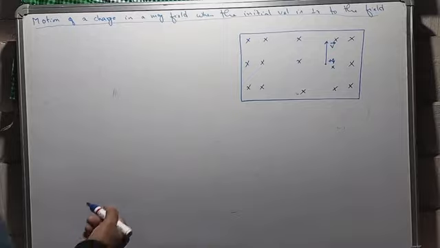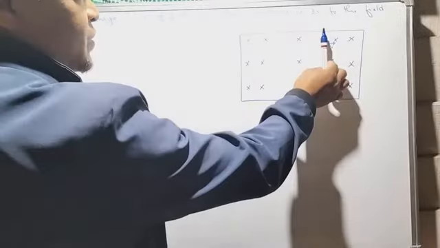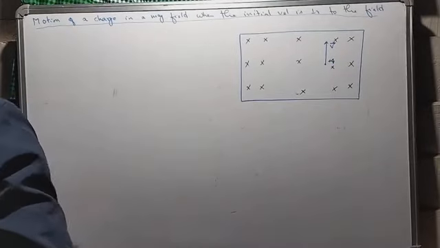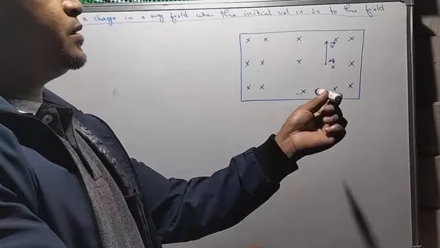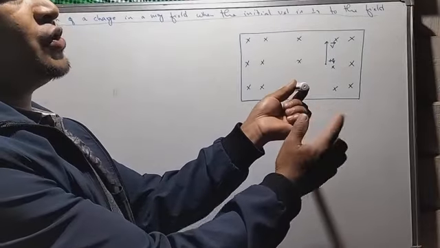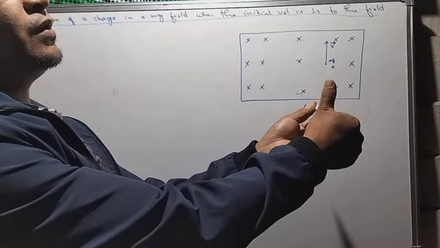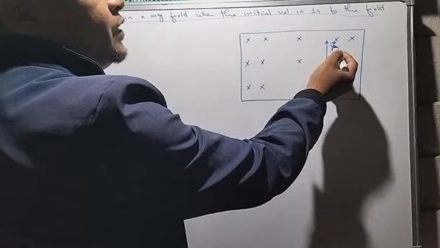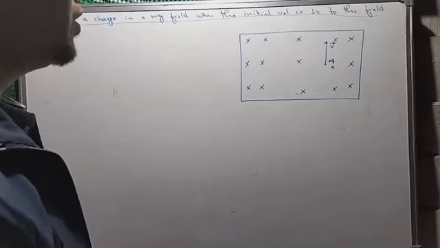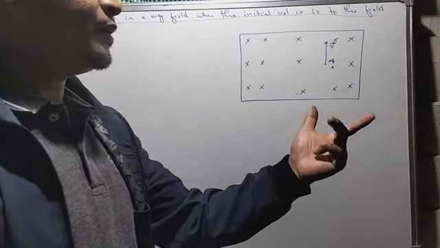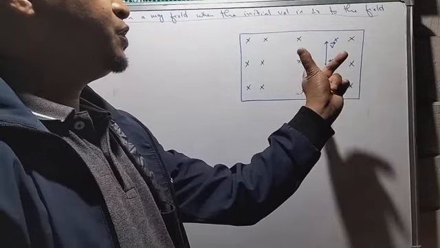Now, if I have a charge plus q, and this is the magnetic field, and the charge is entering the field initially in this way, perpendicular to the field. So this velocity v, which is the velocity of the charge, is perpendicular to the magnetic field. If you apply Fleming's left hand rule, this charge will experience a magnetic force in this direction.